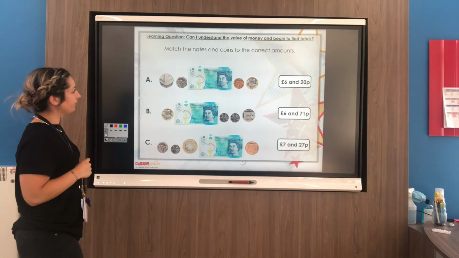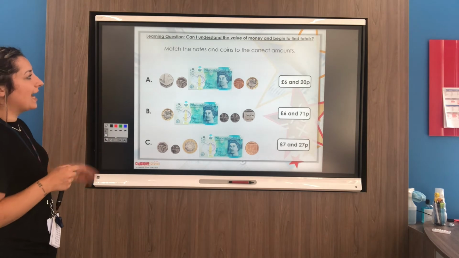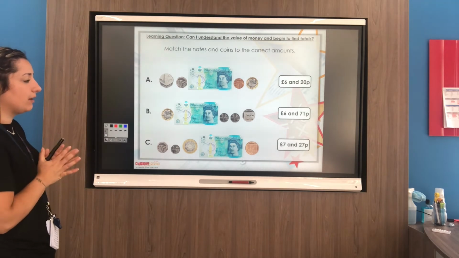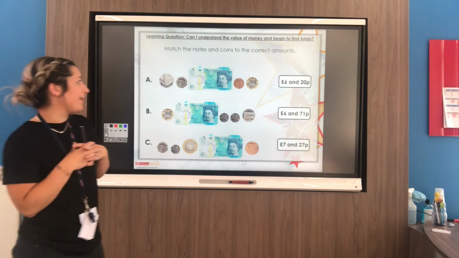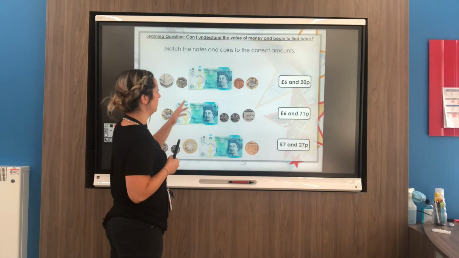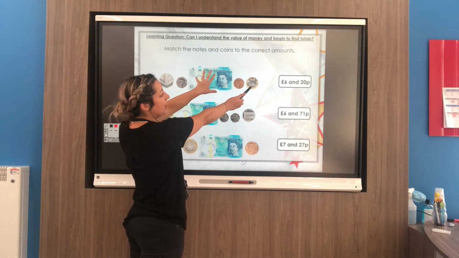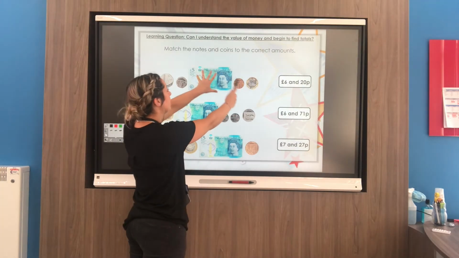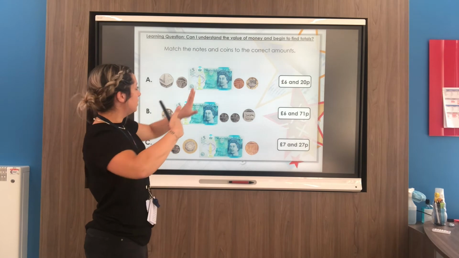one. Okay, so now we're going to match the notes and the coins to the correct amount. So now you've got to start to build up your knowledge and add them together. So I know I'm going to start off with my note. So £5. I know that's a pound there. So 5, add another 1 is 6. So I've got £6.